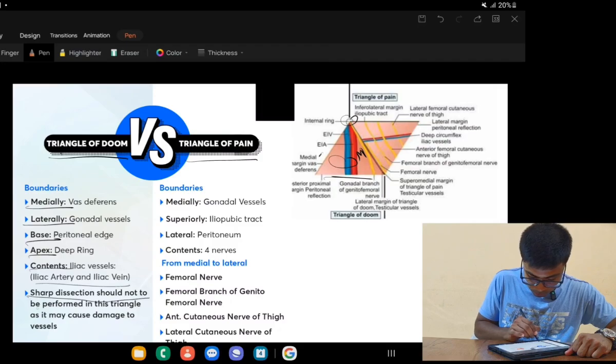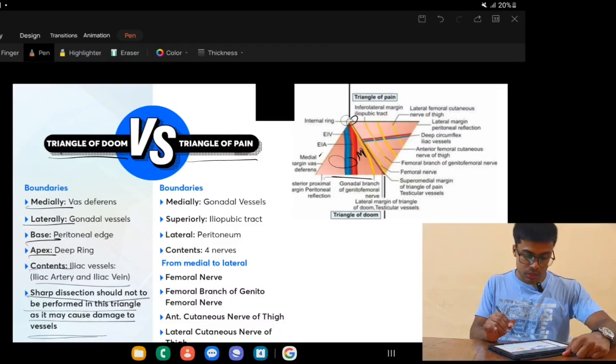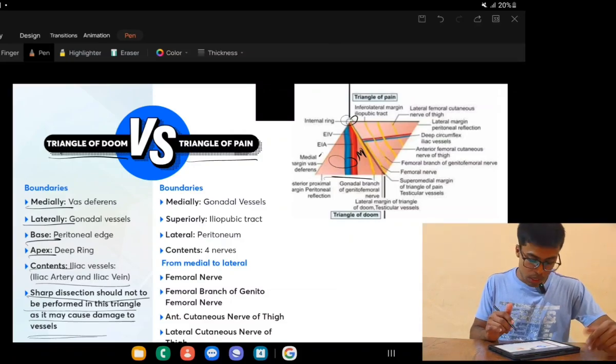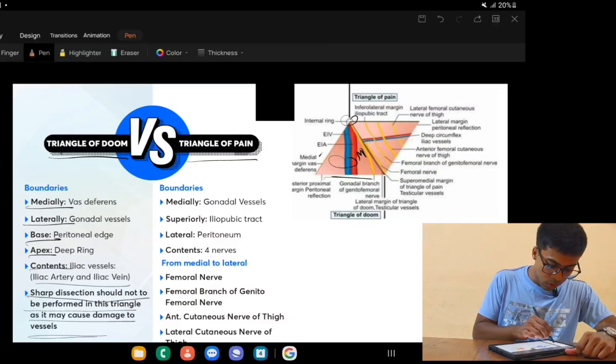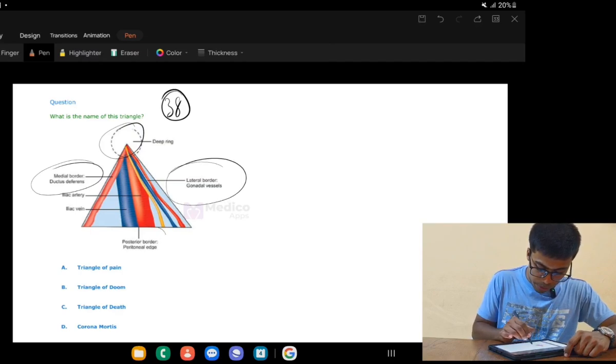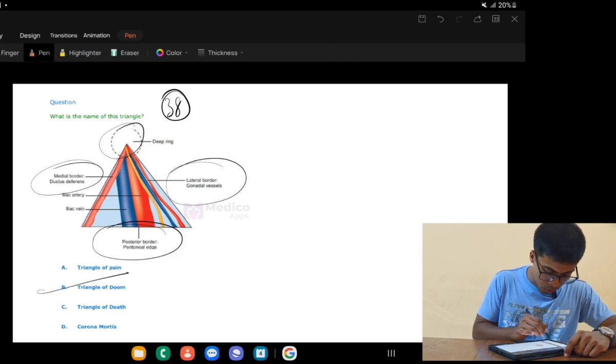Sharp dissection should not be performed in this triangle as it may lead to damage of vessels, and damage of vessels means loss of blood. Loss of blood means dizziness, and dizziness is nothing but doom. So, triangle of doom. Now let's come to this question. Deep ring, medial border ductus deferens, lateral border gonadal vessels, posterior border peritoneal edge. So it is the triangle of doom.